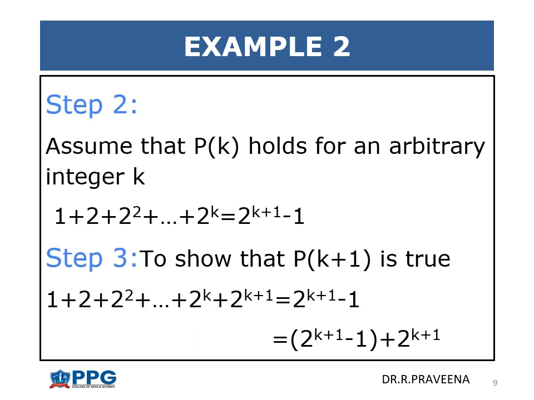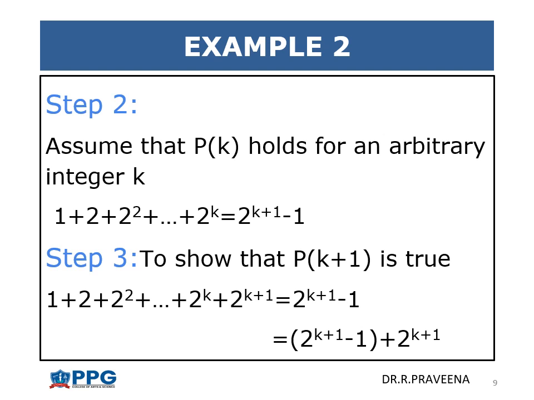Step 2. Assume that P of k is true. It can be written as 1 plus 2 plus 2 square plus etc. plus 2 power k, that is equal to 2 power k plus 1 minus 1. Step 3. Under the above assumption, we have to show that P of k plus 1 is true. That is 1 plus 2 plus 2 square plus etc. plus 2 power k plus 2 power k plus 1, that is equal to 2 power k plus 1 plus 1 minus 1.